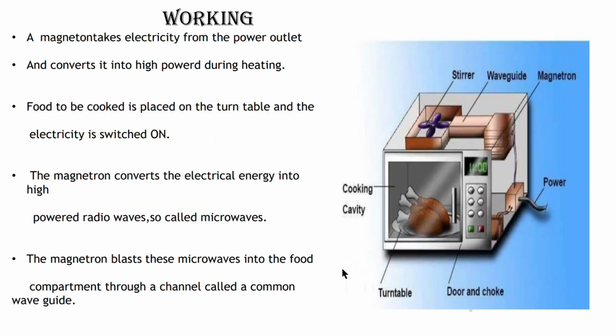Now I am going to explain the working of the microwave oven. A magnetron takes electricity from the power outlet and converts it into high power for heating food. Food to be cooked is placed on the turntable and the electricity is switched on. The magnetron converts the electrical energy into high-powered radio waves, which are called microwaves. The magnetron blasts these microwaves into the food compartment through a channel called a waveguide.